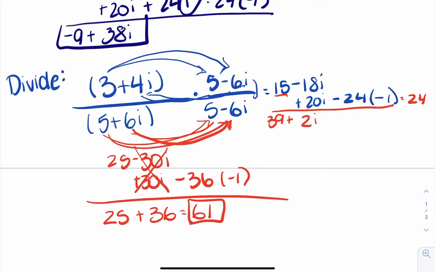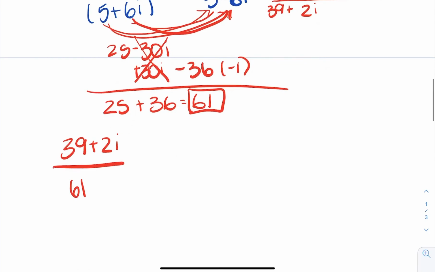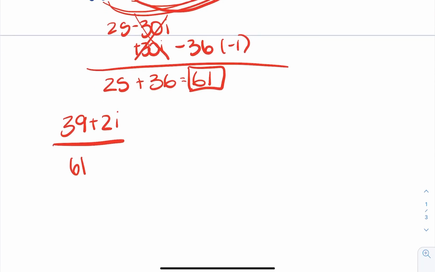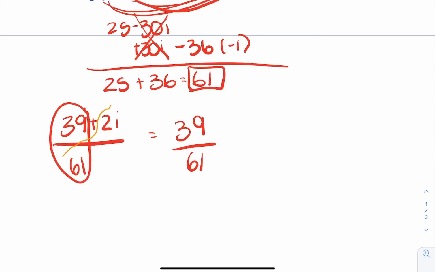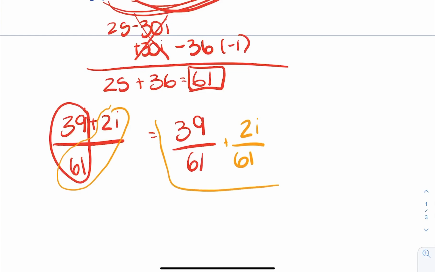And then you're going to put your two pieces together. So you have the 39 plus 2i over 61. But you can't leave your fraction like this because it's not in a plus bi form. You have to separate your numbers. So you're going to have 39 over 61. And then the second part is 2i over 61. And that is the final answer.